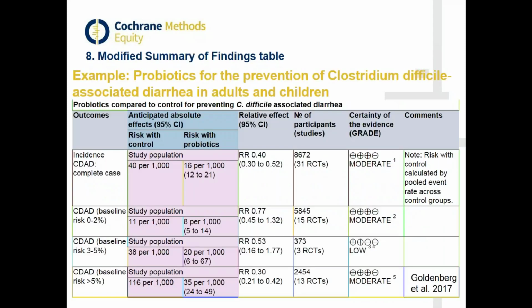And then modified summary of findings table. So we've talked about that a couple times with relation to baseline, how you could present differences in baseline risk and subgroups. So you could do a separate summary of findings table to explore subgroups, but you could also include additional lines or rows in your SOF to present different baseline risks. So for this example, they presented the baseline risks. They presented the effectiveness by baseline risk, and so the group that had the highest baseline risk also had the greatest effect of the intervention.